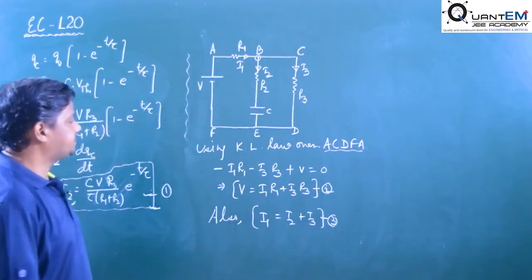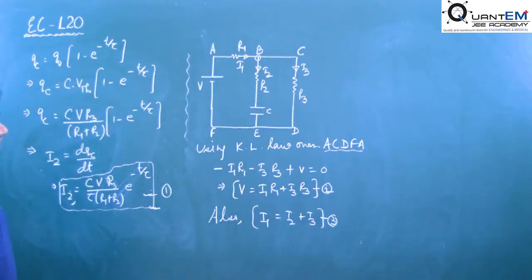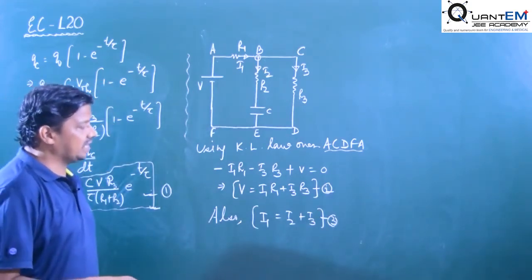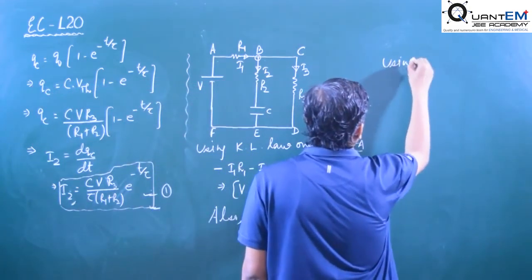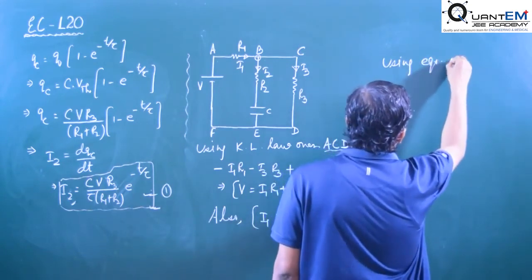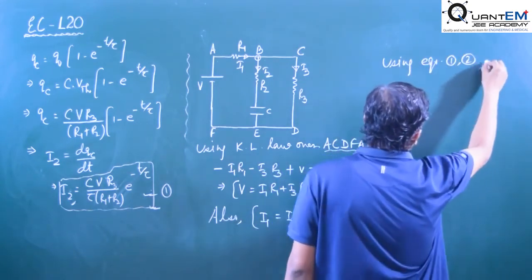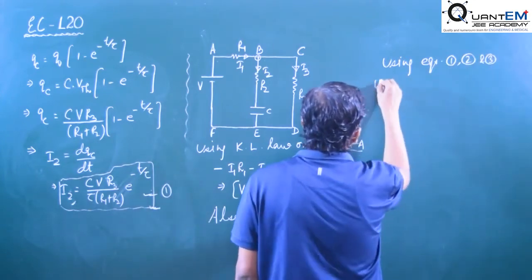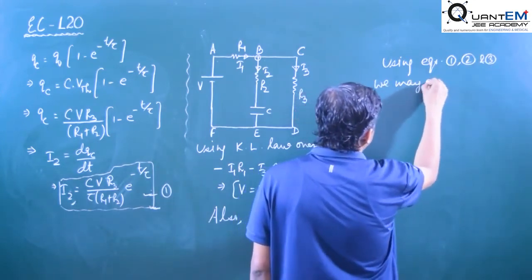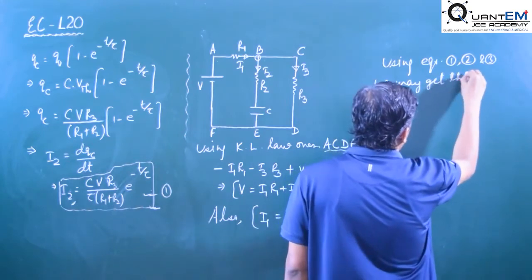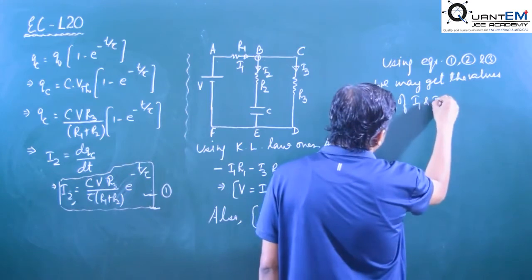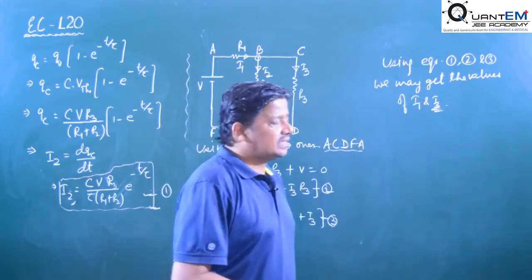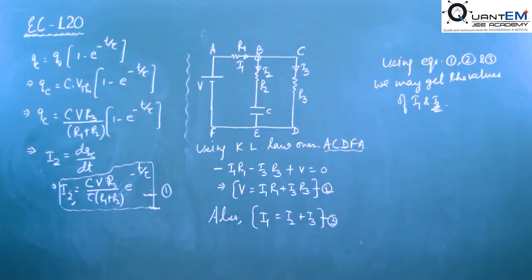Now we have to find I2, already we have I1 and I3. So using equations 1, 2 and 3, we may get the values of I1 and I3. Okay, in this way we may find the result of I1 and I3. I2 we have already.